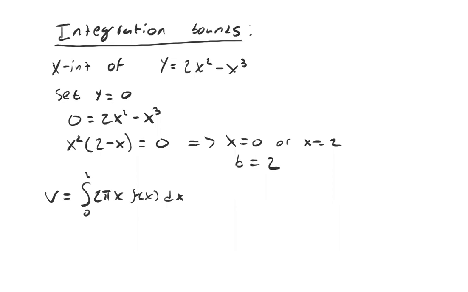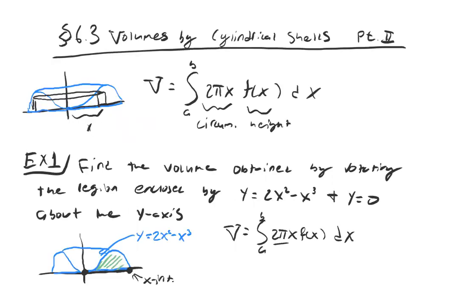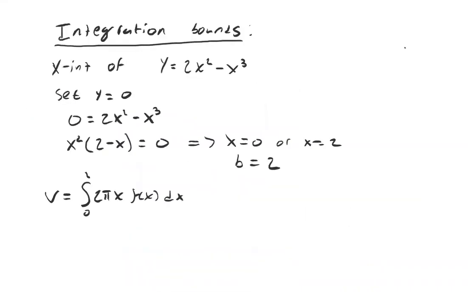So you can see in the picture, my height here is just given by the graph of 2x squared minus x cubed. So whatever that height is, is the height of my cylindrical shell. So this is then the integral from 0 to 1, 2 pi x, and f of x is 2x squared minus x cubed dx. And now we can just do this integral and it gives us our volume.